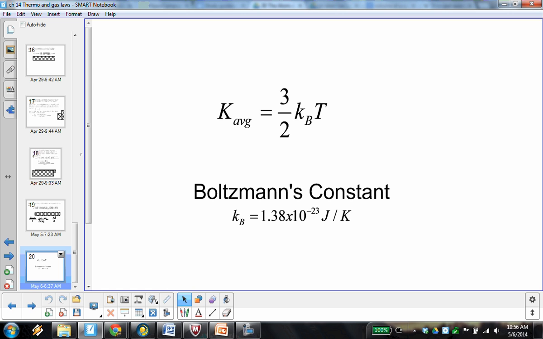This is your temperature in kelvins, and the K is measured in joules. Don't confuse this K with Coulomb's constant. The Coulomb's law constant is different. Don't confuse them, but they are different. Okay. Any questions on that?